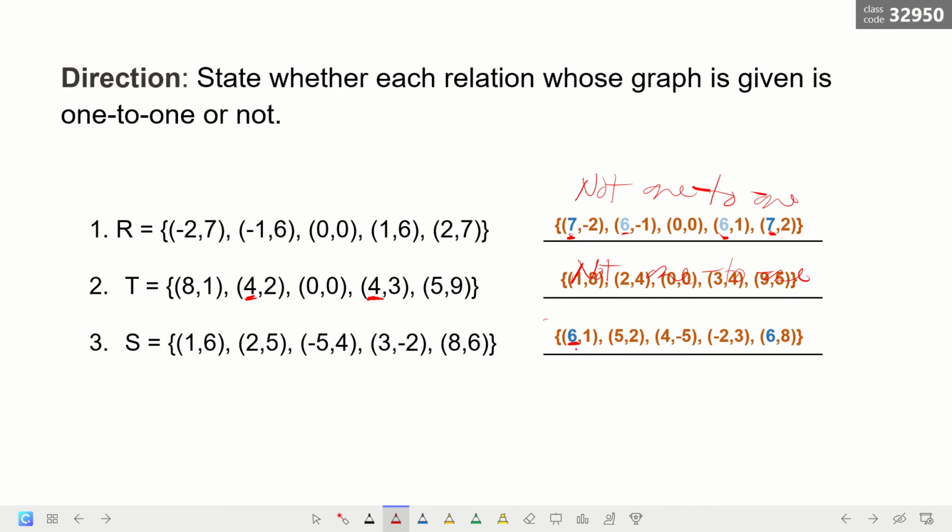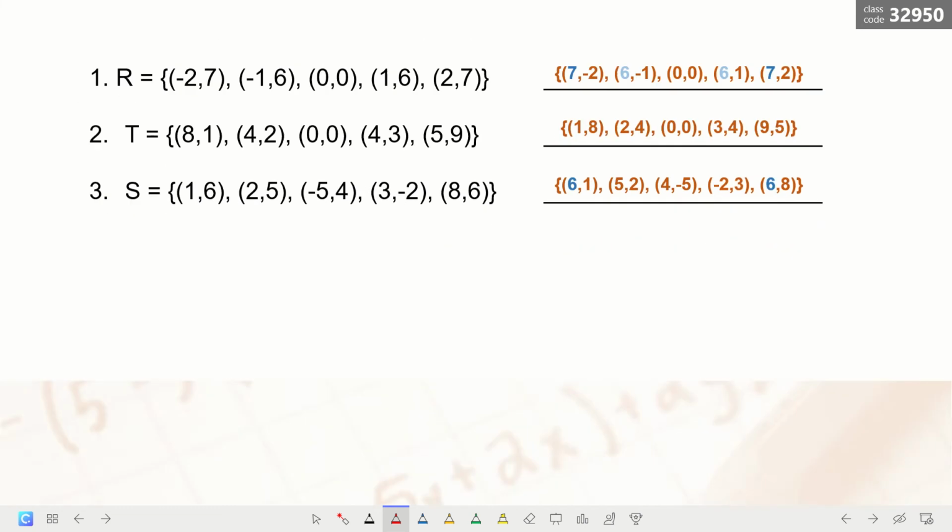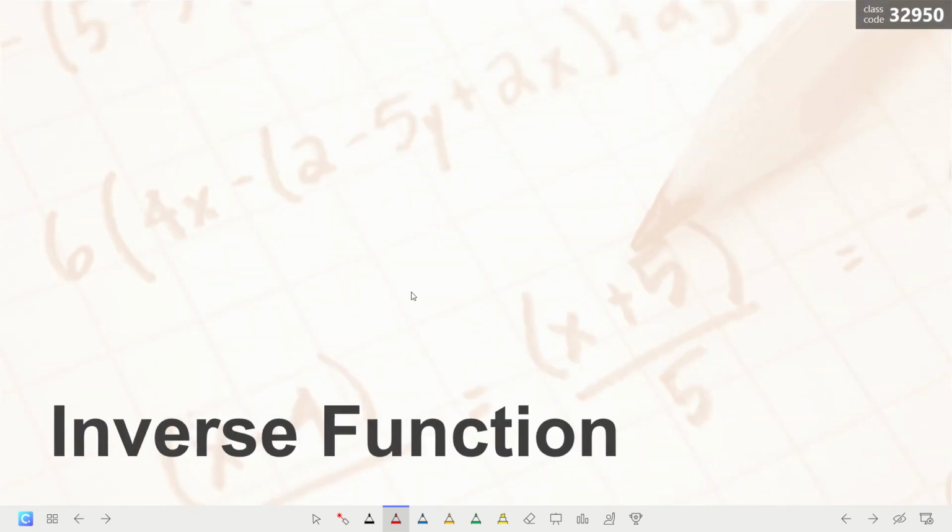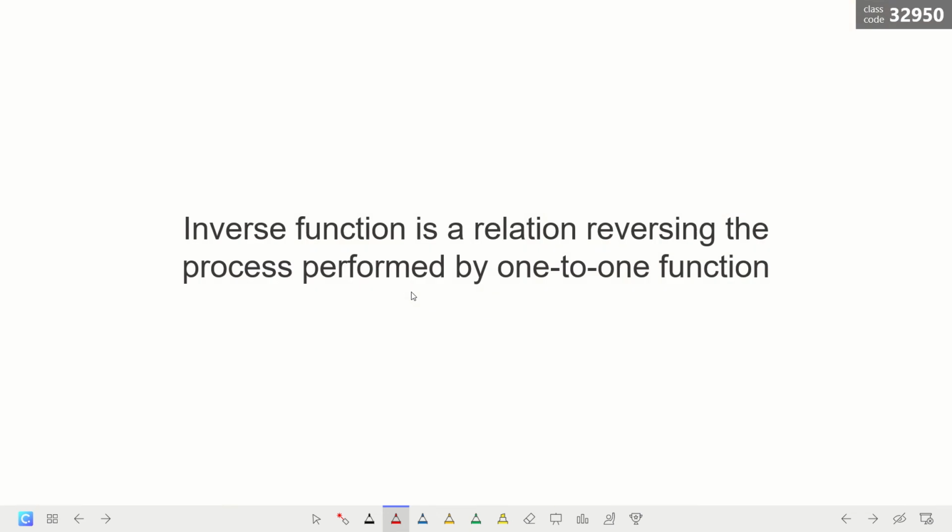And then, if we look at the set of ordered pairs, there is a repetition in the domain. So, our 6 is doubled. So, therefore, this is not 1-to-1. So, the importance of a 1-to-1 function is that it defines a second function, that is the inverse function. So, inverse function is a relation reversing the process performed by a 1-to-1 function.